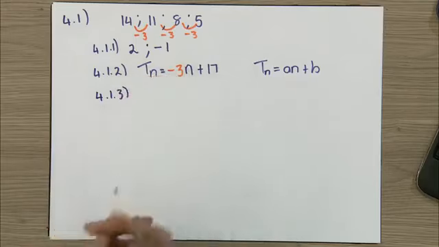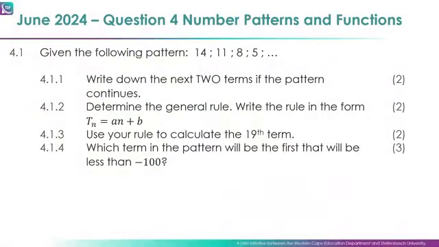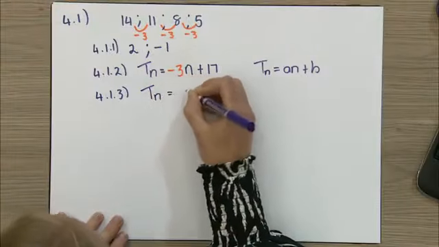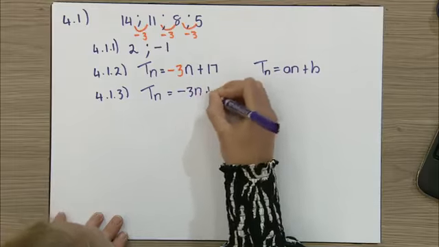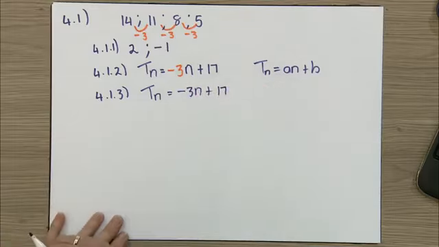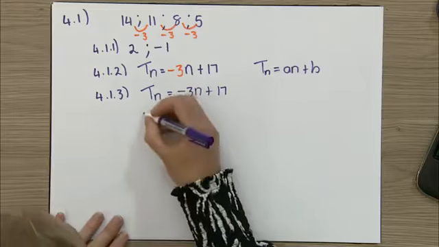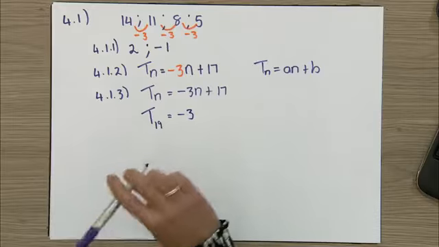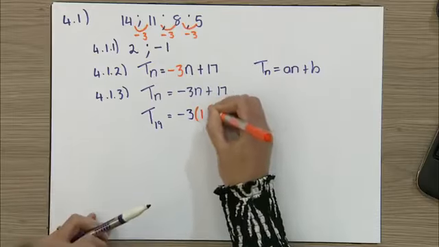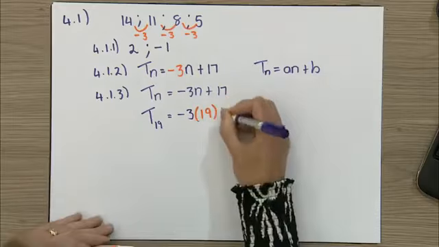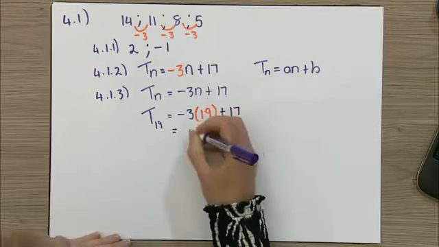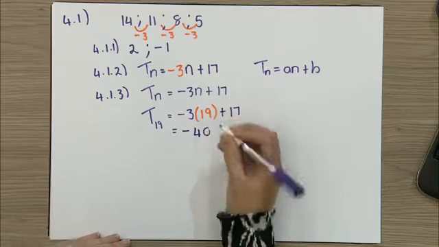4.1.3. Use your rule to calculate the 19th term. So if I need to know what is the 19th term, it means I must take my rule, Tn is negative 3n plus 17, and I must now go and substitute in 19. So I want to know what the 19th number will be. So I'm going to go negative 3 times 19 plus 17. And I can use my calculator for that. And my answer is negative 40.